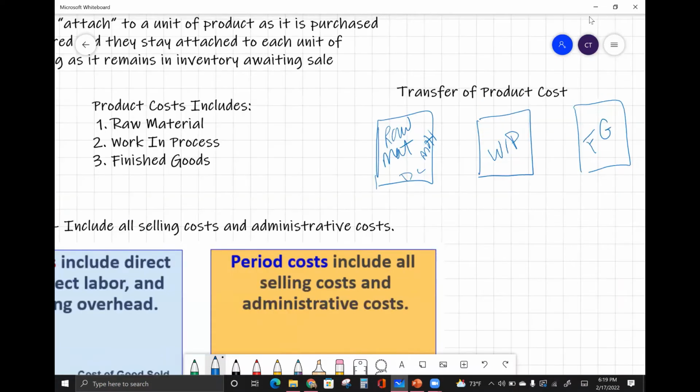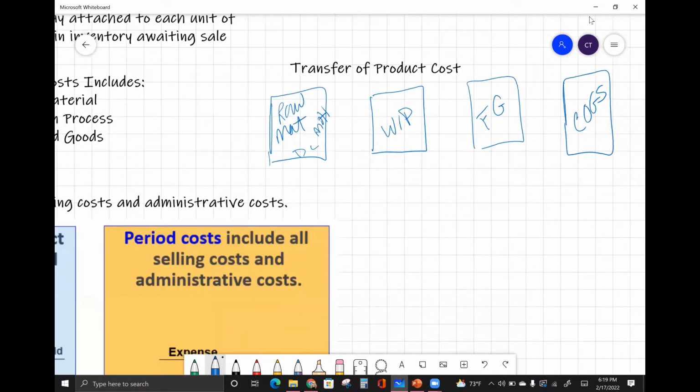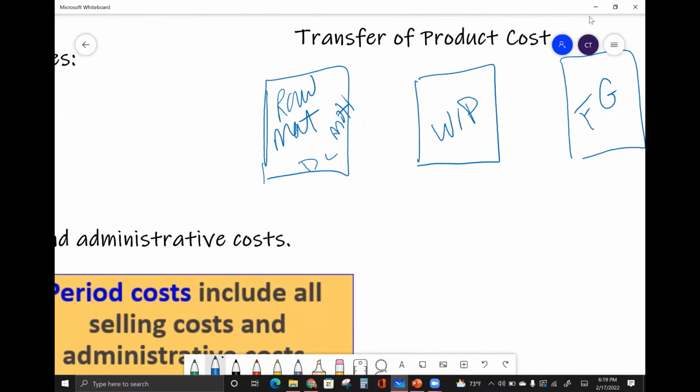Okay, so we're going to talk about the transfer of the product cost. Right here in the first one, I put it in boxes because I thought maybe that would help a little bit. So what did we talk about? We had direct materials, we have direct labor, and we have manufacturing overhead.